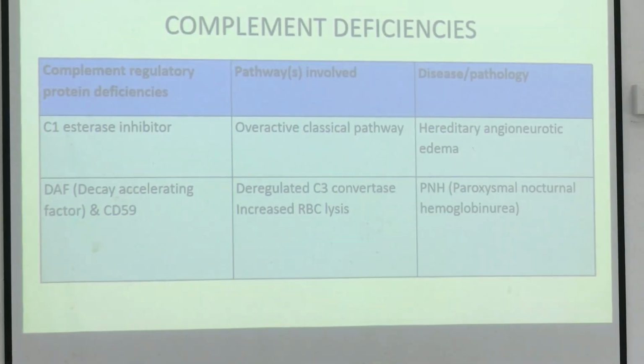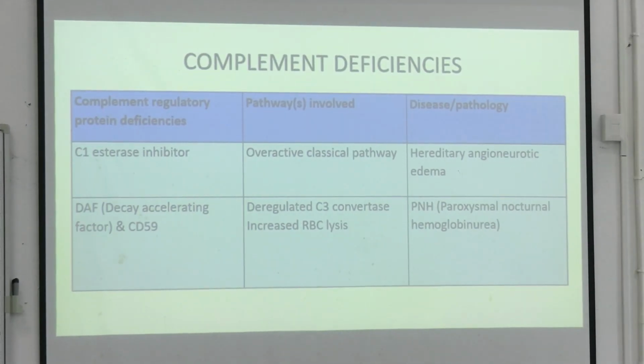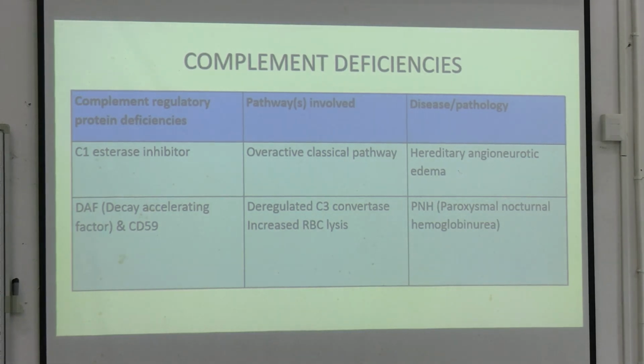And if somebody has deficiency of the regulatory proteins, what will happen? Like the C1 esterase inhibitor, there will be unregulated triggering of the classical pathway, leading to anaphylatoxin and leading to what is known as hereditary angioneurotic edema. Hereditary means it is inherited by heredity, angioneurotic means swelling of the blood vessels, and edema because of the anaphylatoxins, that is unregulated activation of the classical pathway.